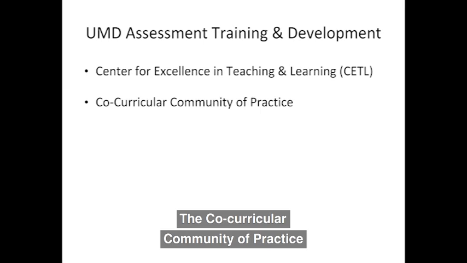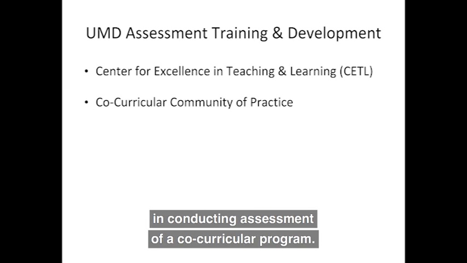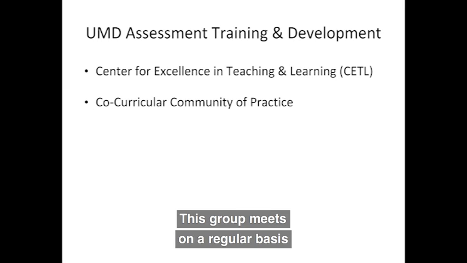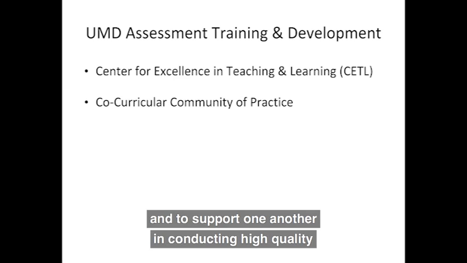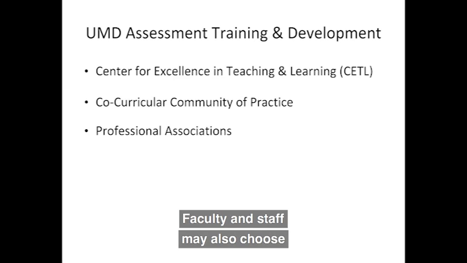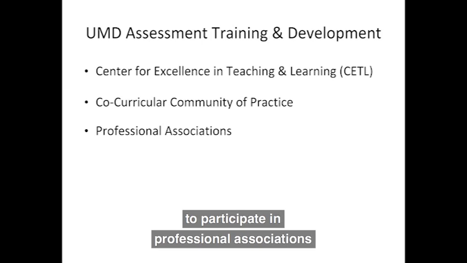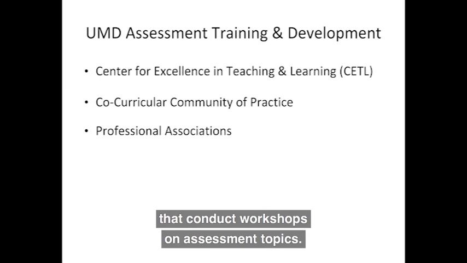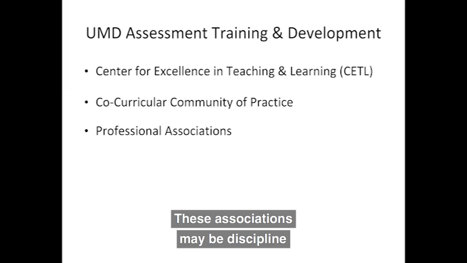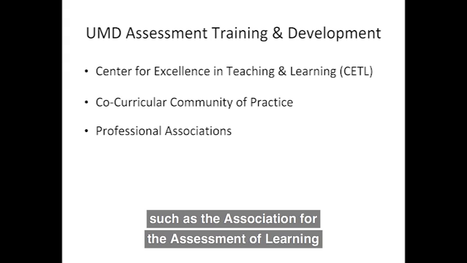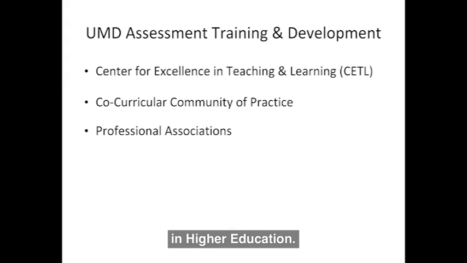The co-curricular community of practice is for any staff and faculty involved in conducting assessment of a co-curricular program. This group meets on a regular basis to share information and best practices and to support one another in conducting high-quality assessment work. Faculty and staff may also choose to participate in professional associations that conduct workshops on assessment topics. These associations may be discipline-specific or assessment-specific, such as the Association for the Assessment of Learning in Higher Education.